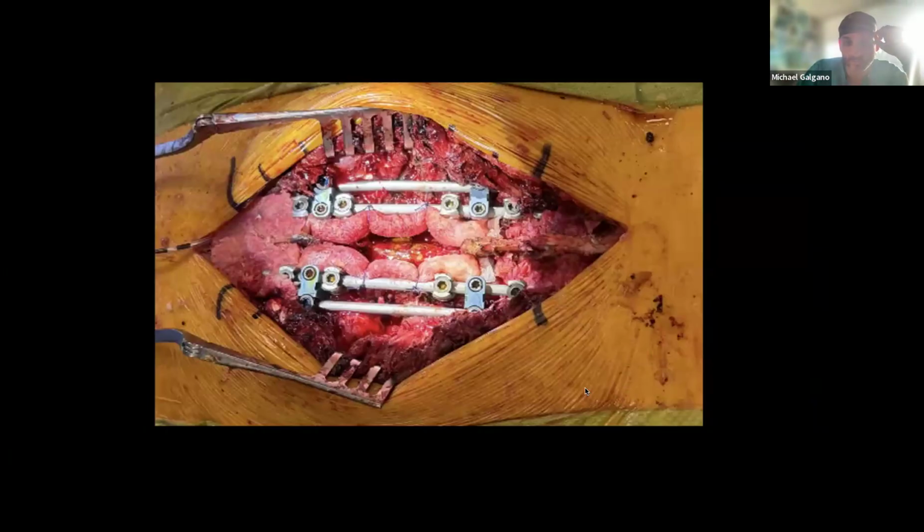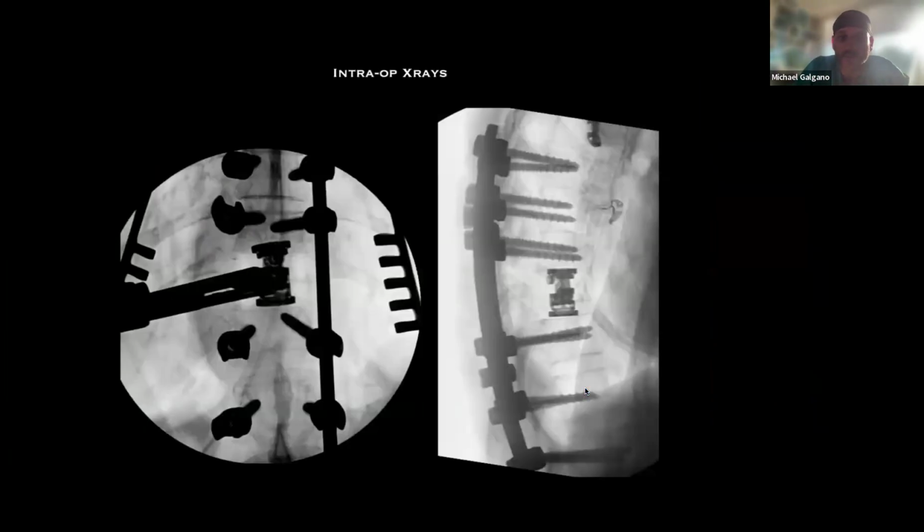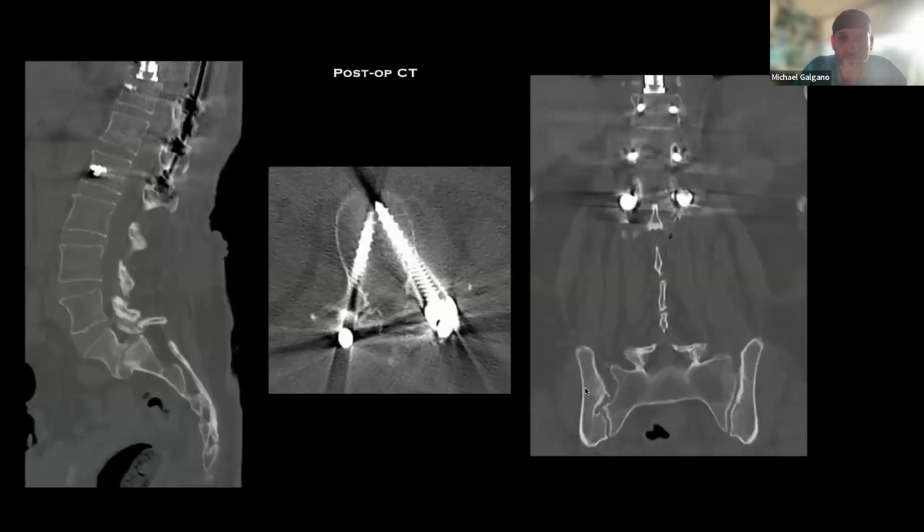When I trained with Zia years ago, we would do this, but with fibular strut grafts a lot. That could be a little bit more time consuming, having to cut those to size. But I've had good success with these over the last couple of years I've been using these. So these are the intra-op X-rays that we had.